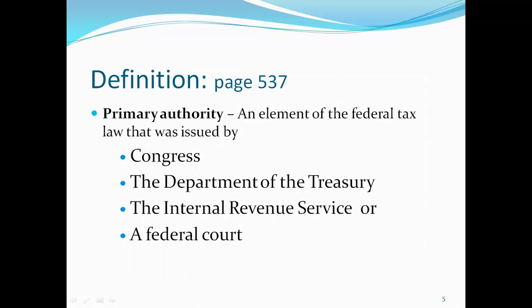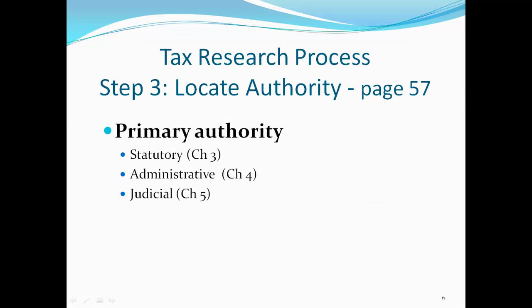Definition of primary authority: an element of the federal tax law that was issued by Congress, the Department of the Treasury, the IRS, or a federal court. Step 3 of the tax research process is to locate authority. And again, the primary authority that we work with includes statutory, administrative, and judicial.